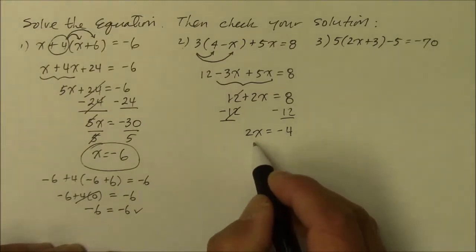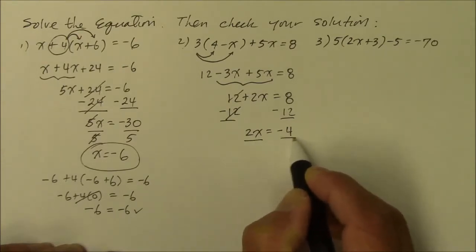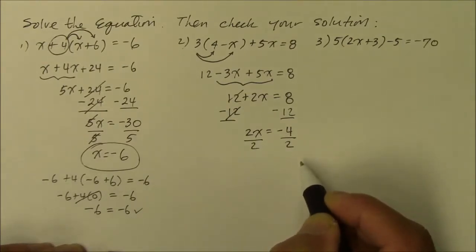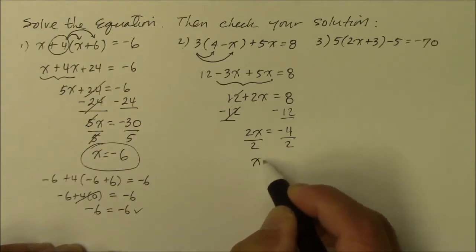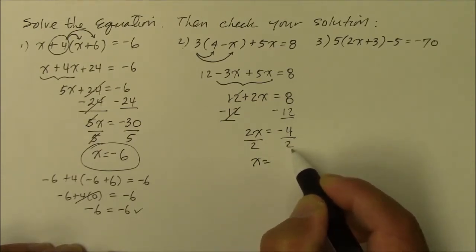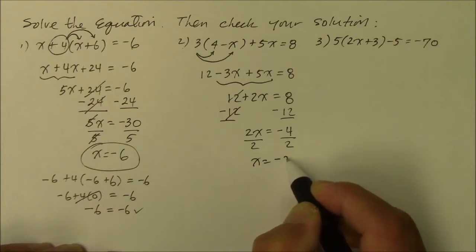And then we're going to solve for x by dividing that 2 to both sides of the equation. So we have x on the left and negative 4 divided by 2 on the right. Negative 4 divided by 2 is negative 2.